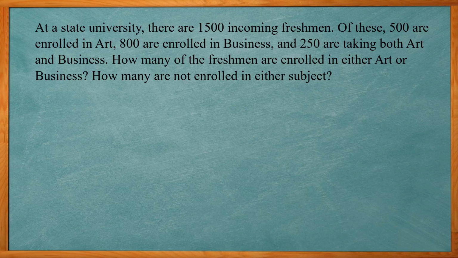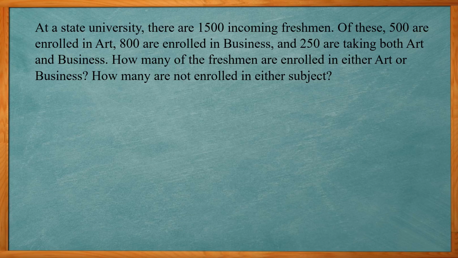Alright, so in this problem we have 1,500 freshmen. Some are going to be taking art, some are going to take business, and some are going to be taking both, and some will be taking neither. Now you can't really tell how much in either set just looking at these numbers. So we need to use a Venn diagram in order to count these different sets. Alright, so we have basically 2 sets, art and business.